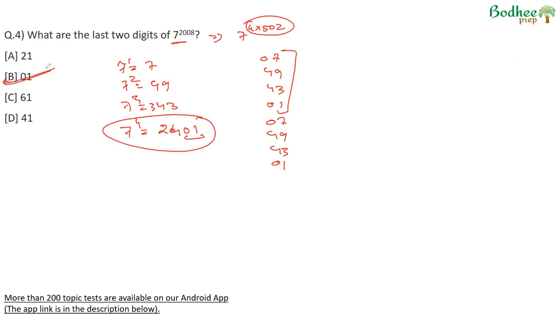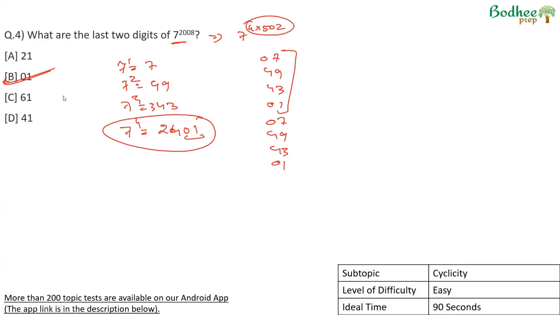The last two digits of 7 raised to power 2008. Because we are looking at 7, I'm saying this is an easy question based on cyclicity. Simply looking at the pattern, we get the answer. Hence 90 seconds should be good enough to solve the question.